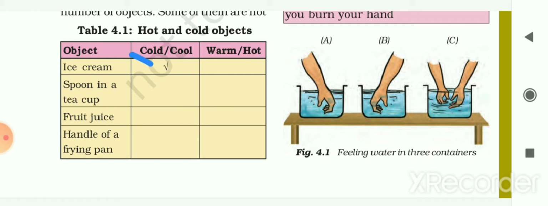Then, spoon in a tea cup. It is warm, so your tick mark will come here. Next is fruit juice. It is cold, so the tick mark will come in this column. The next is the handle of a frying pan. It is hot, so the tick mark will come in this column. So these are your answers.